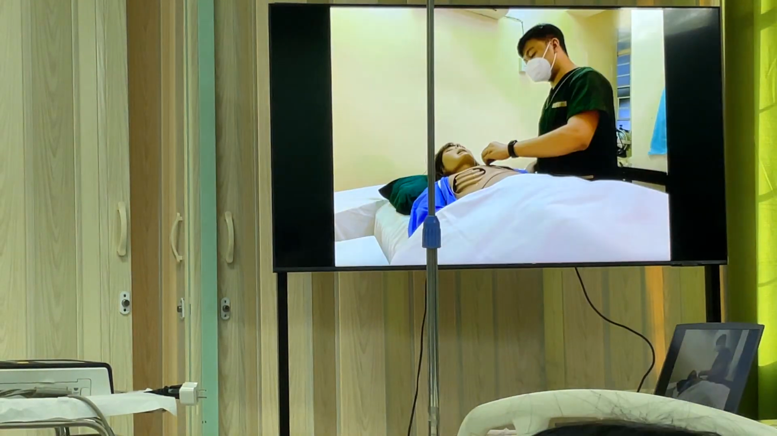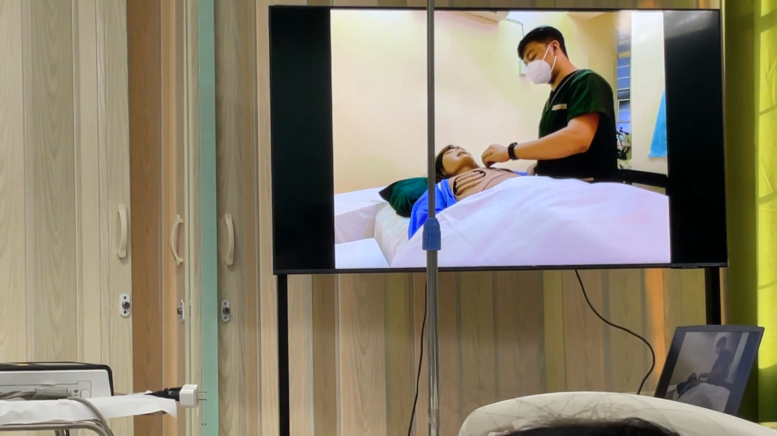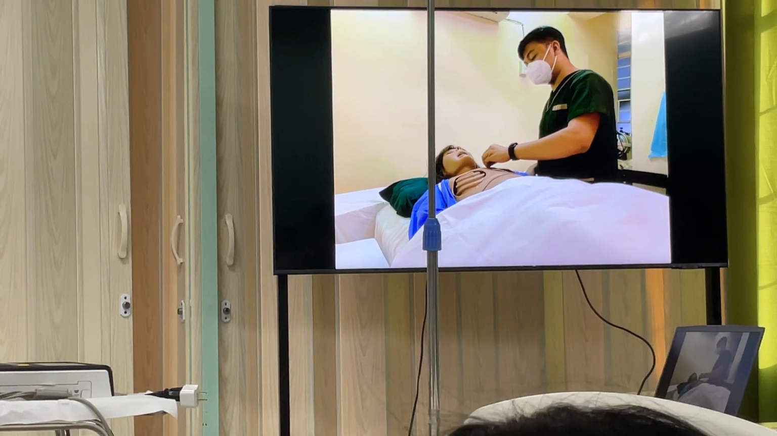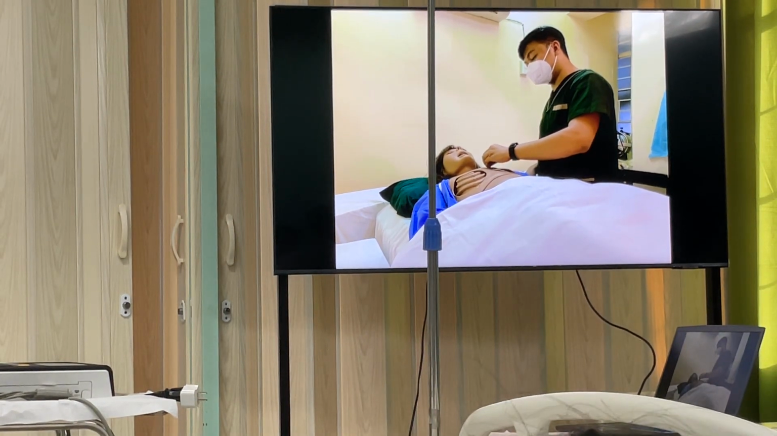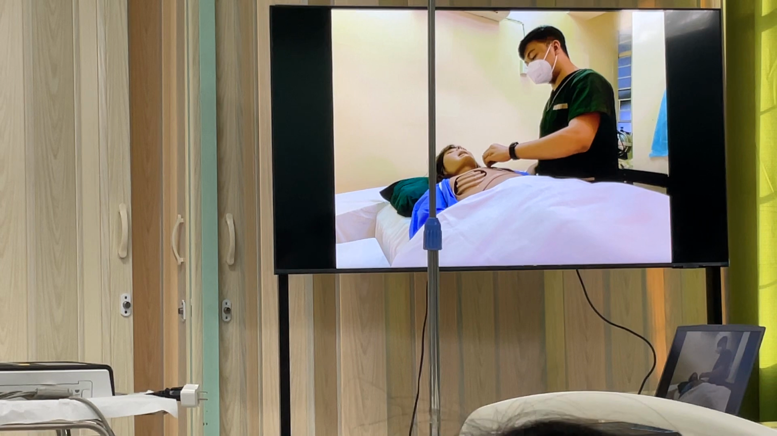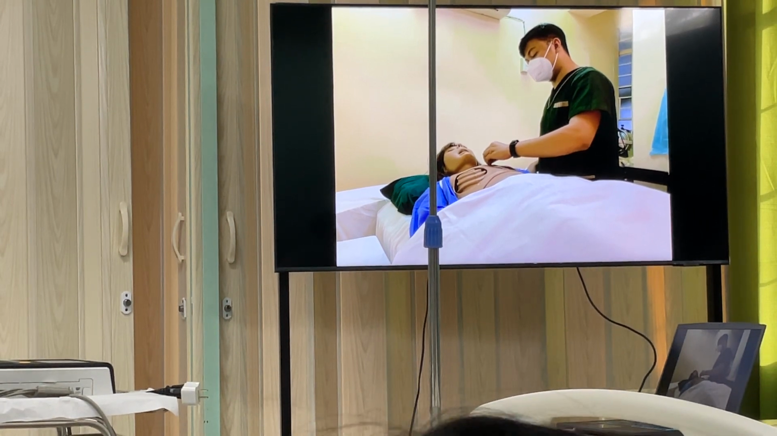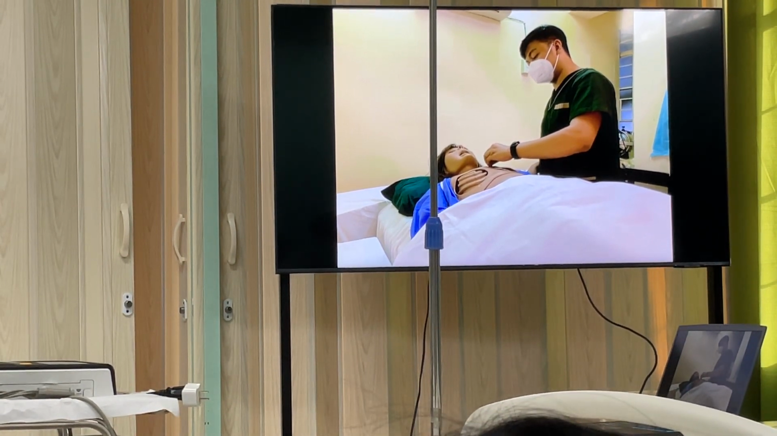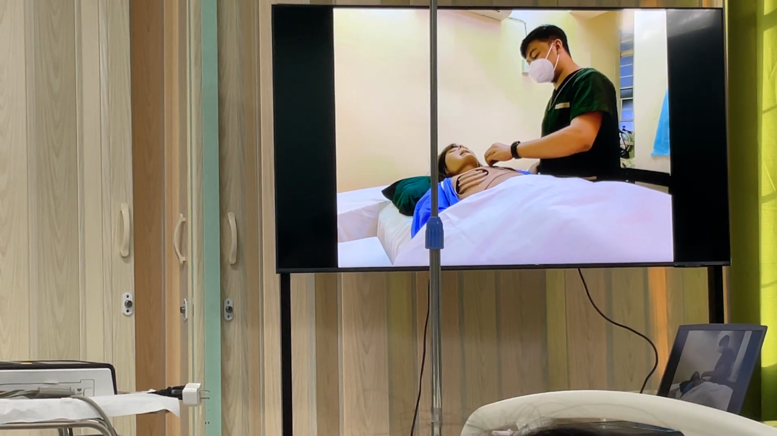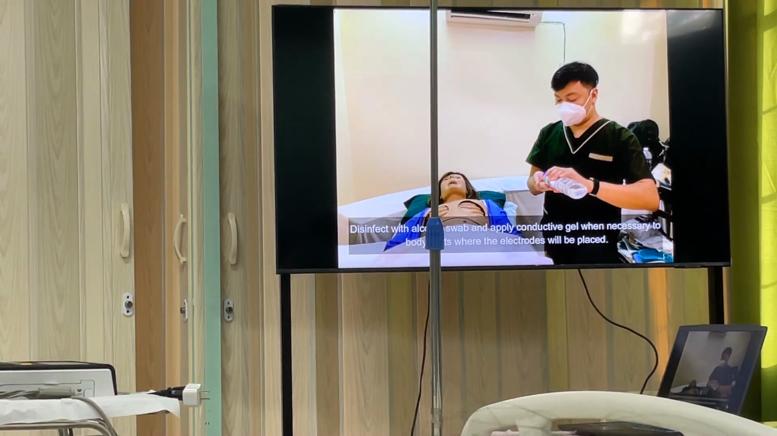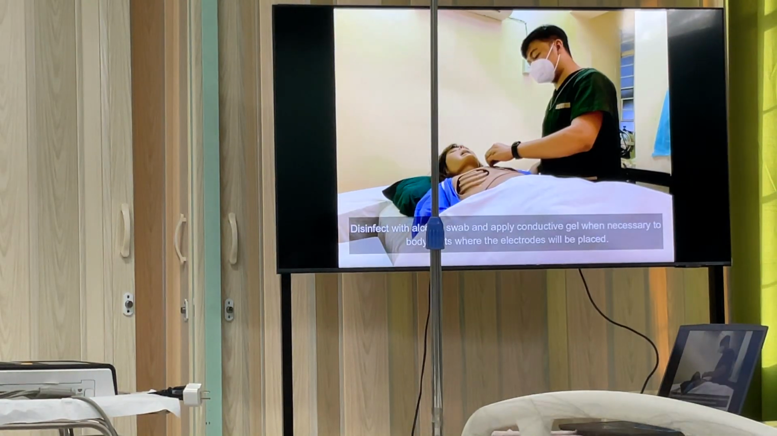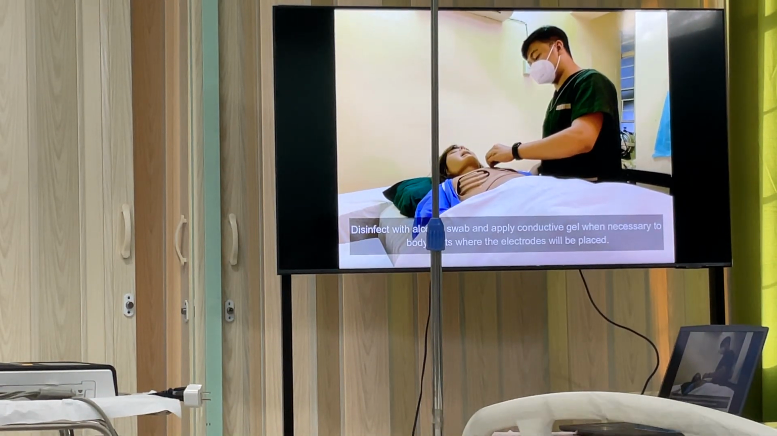Have the patient lie in supine position in the center of the bed with their arms at their sides, raising the head of the bed if necessary to promote comfort. Expose the patient's arms and legs and drape appropriately. And also encourage the patient to relax the arms and legs. Disinfect with alcohol swab and apply conductive gel to the necessary body parts where the electrodes will be placed.